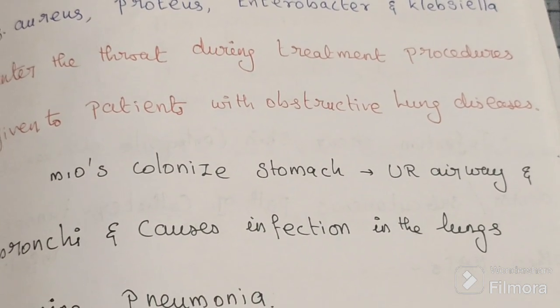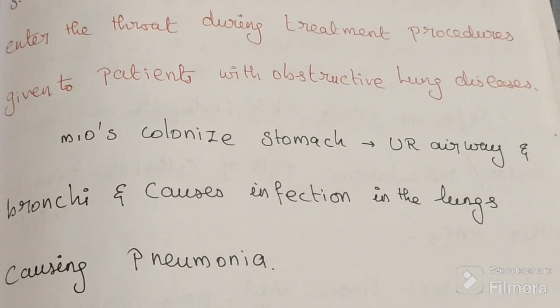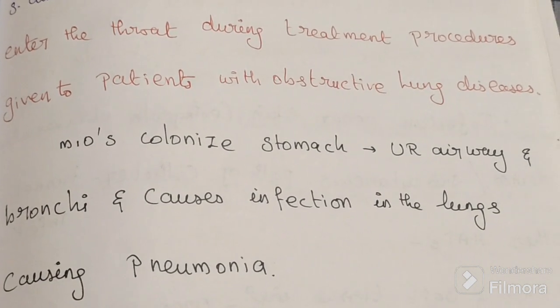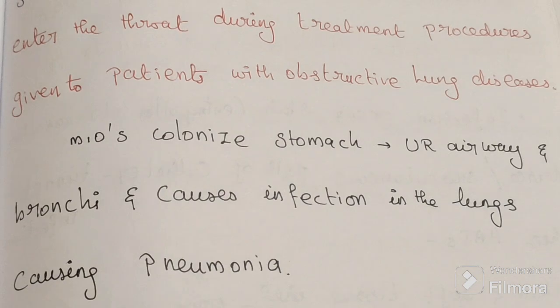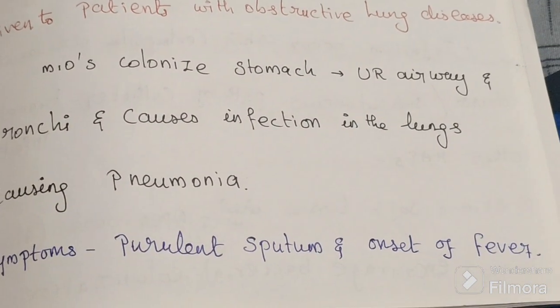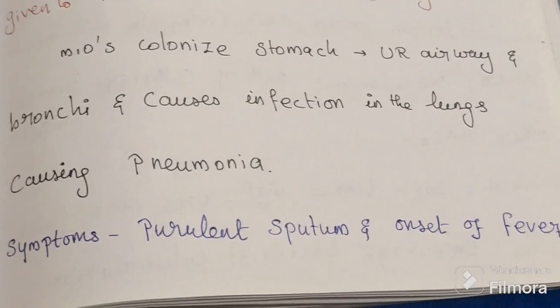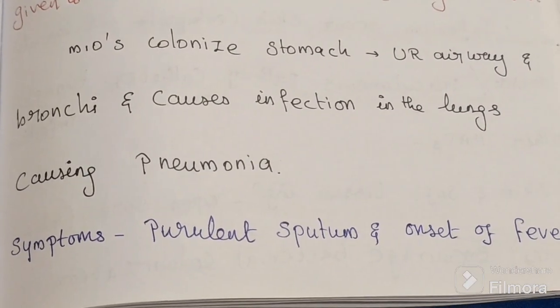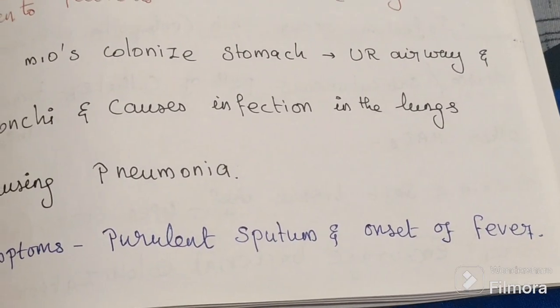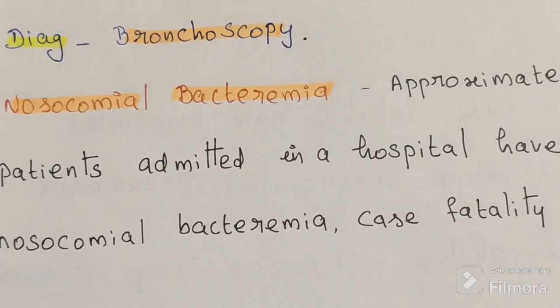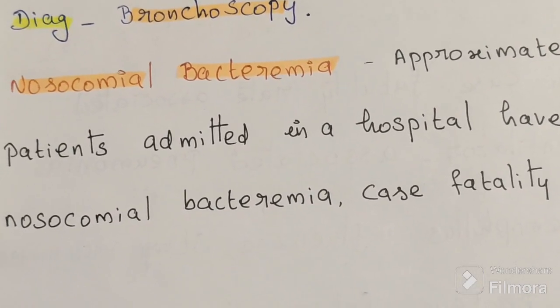The symptoms of pneumonia include purulent sputum and onset of fever. Diagnosis is more specific by bronchoscopy.